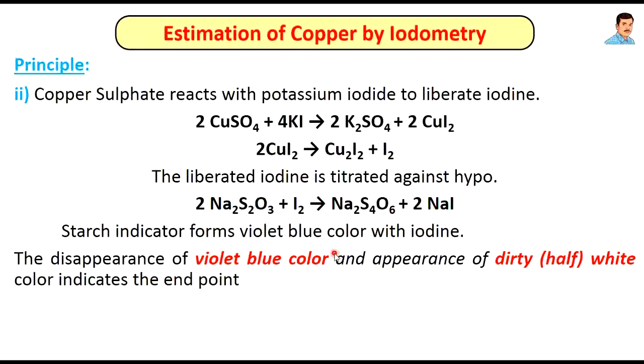Now the end point of the titration is violet blue color to dirty half white. Violet blue color is due to the formation of a complex between the starch and iodine, and dirty half white is due to the formation of Cu2I2.